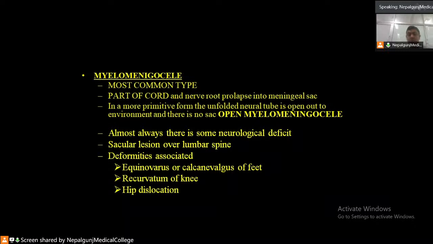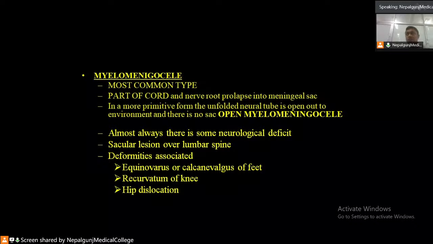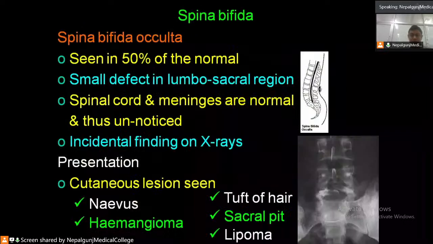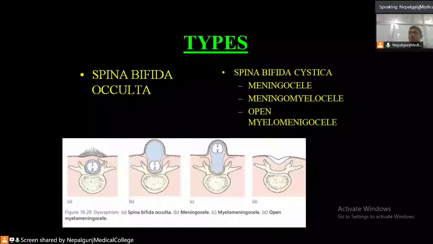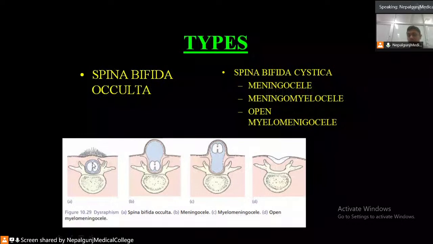Coming to the myelomeningocele, this is the most common type. Part of the cord and nerve roots prolapse into the meningeal sac, and in a more primitive form, the unfolded neural tube element is open out to the environment, and there is no sac covering it. So it's called open myelomeningocele. Coming to the previous picture, you can have a clear picture of what these four forms are. There is a defect in the lamina over this part, but the neural elements are just over here.